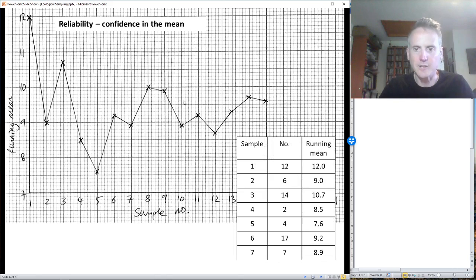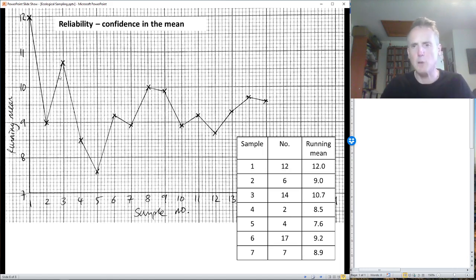So here's my data. I'm only showing the first 7. That's the number I counted, and this is what I'm monitoring to see if it's stabilizing. My third sample was 14, so that gave me a total of 32. 32 divided by 3 is 10.7. Therefore, that's why I plotted 10.7 here.